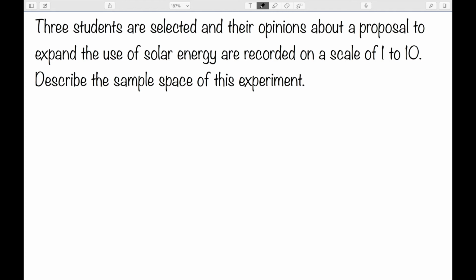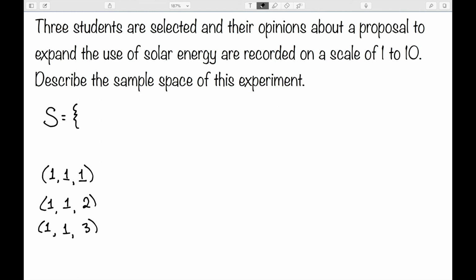This time, we have 3 students that are selected, and their opinions about a proposal to expand the use of solar energy are recorded on a scale of 1 to 10. So I want to describe this sample space. This one's going to be a little bit trickier. Before I write it down, let's think it through. I'm going to consider these as ordered triples. I have 3 students, so I'm going to do each of their scores in one of the spots. Maybe they all said 1. The first 2 said 1, the third one said 2. The first 2 said 1, the third one said 3. We can continue down until we have the first one said 1, second one said 1, and the third one said 10.